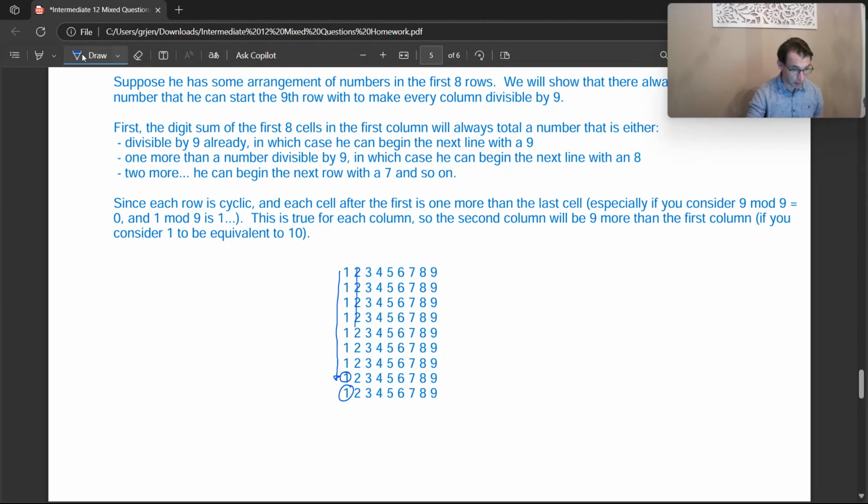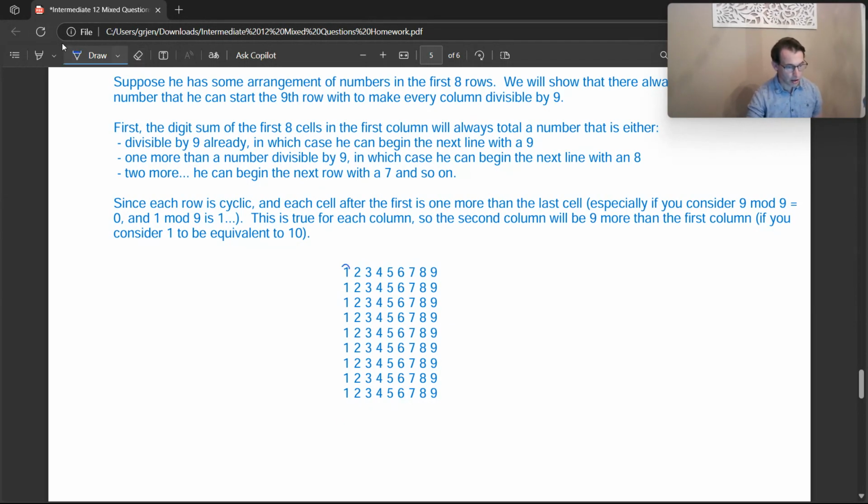In this column, our digit sum is 16, so we need 2, of course. Here our digit sum is 24, so we need 3 to make 27. And it always works, and it always will. If that first column is divisible by 9, then every other column will be divisible by 9. Everyone. Okay? And there always exists that one choice there. So now let's check the diagonals.